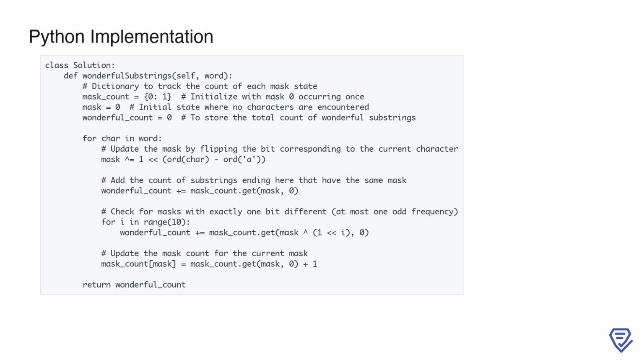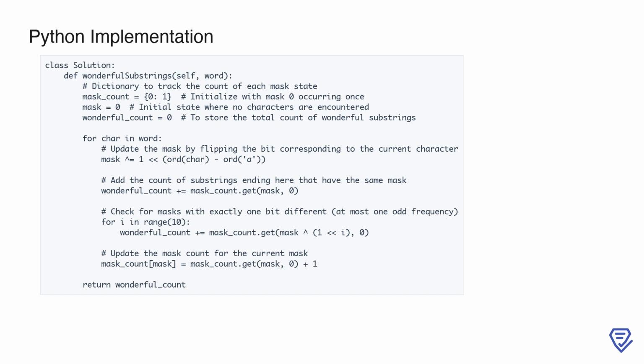Code explanation. 1. Initialization. mask_count is a dictionary that keeps track of how many times each bit mask state has been encountered. It starts with {0: 1}, because an empty substring is considered valid. mask is initialized to 0, representing the bit mask for an empty substring. wonderful_count is initialized to 0; it will store the total count of wonderful substrings.